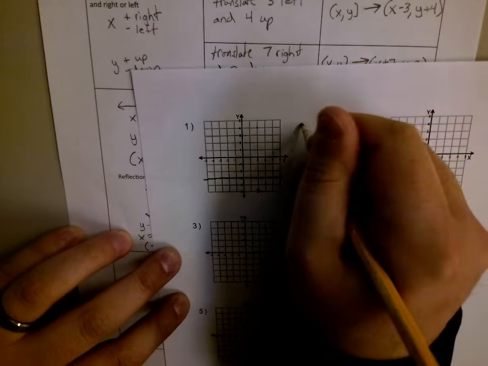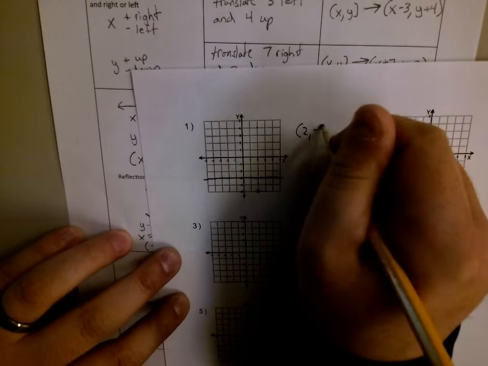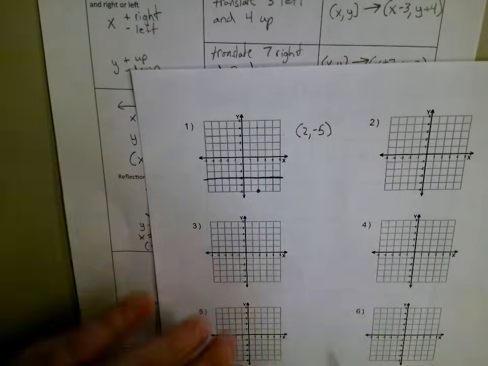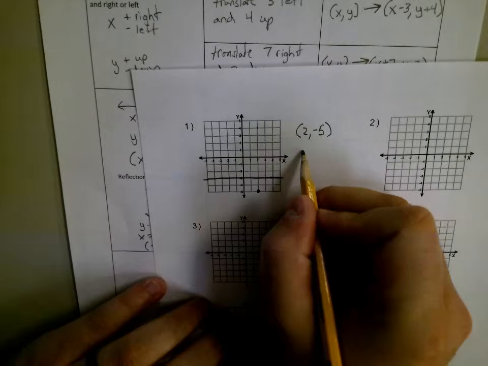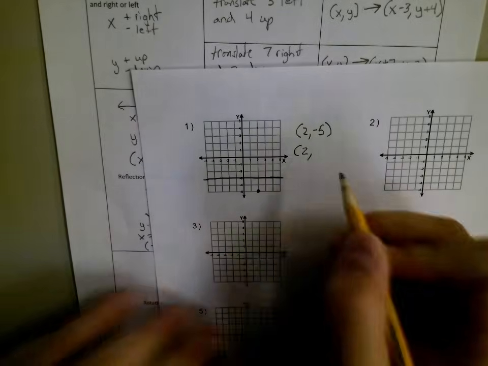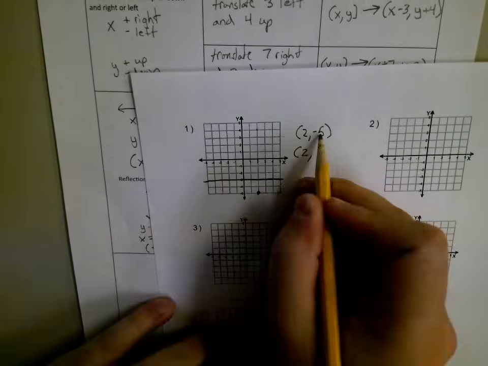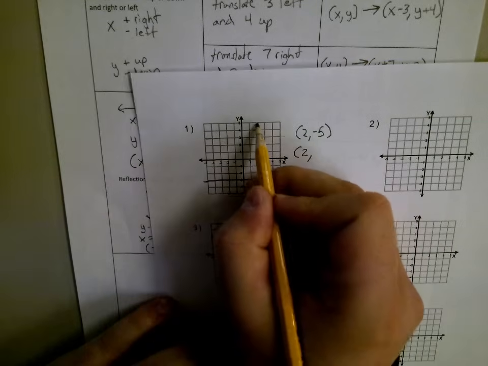So my first point is (2, -5). What I have to do to it is my x is going to stay the same, so it's still going to be 2. But then I have to take the opposite of y. So the opposite of -5 is positive 5. So that would be there.